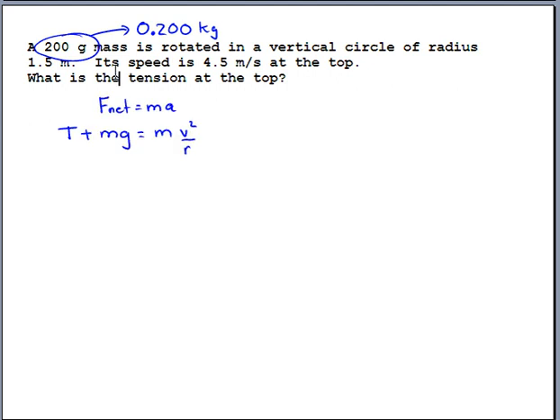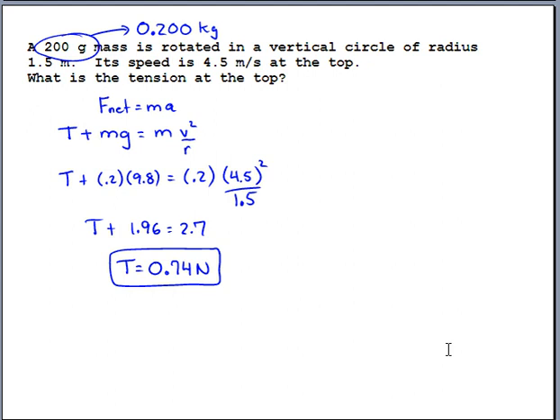So F net in that picture was tension plus the mg working together. That's going to make that mass accelerate. Don't cancel the m's here. There is no m on that tension term, so we don't have that option of just throwing the m's away. But we could plug the numbers in. Things work out pretty well. Looks like that tension is going to have to be 0.74 newtons as it goes over the top of that circle.